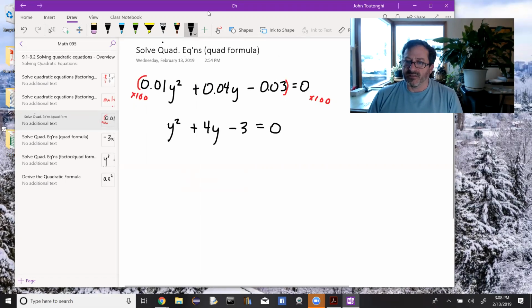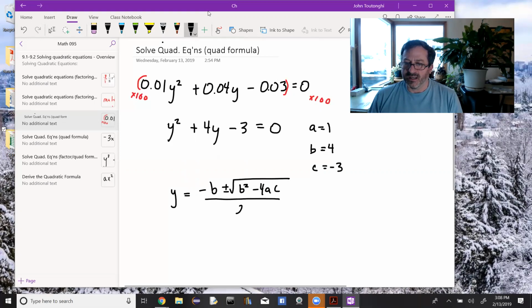So I'm going to use the quadratic formula, identifying a as the coefficient of y squared is 1, b, the coefficient of the y term, is 4, and c, the constant, is negative 3. And then the quadratic formula tells me that y will equal negative b plus or minus the square root of, always good to rewrite the formula, b squared minus 4ac all over 2a. It's also good to explicitly identify the a, b, and c like I just did.